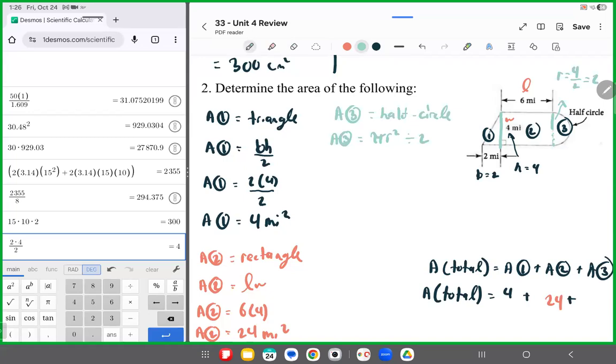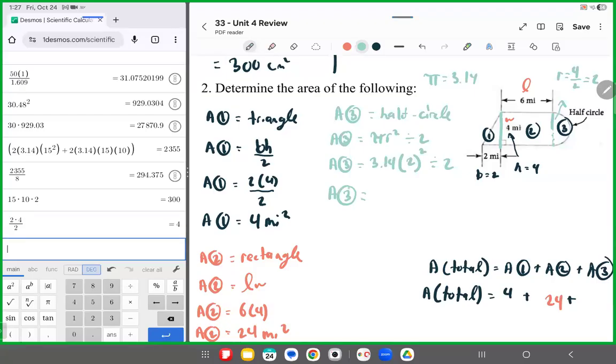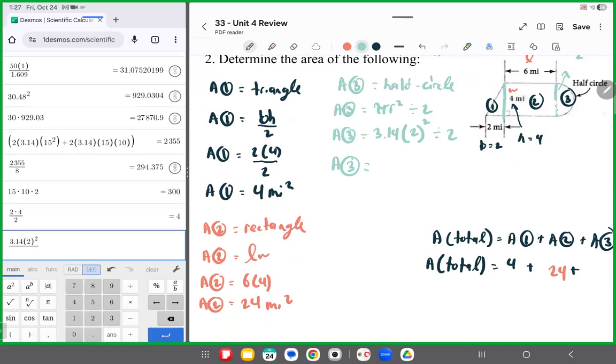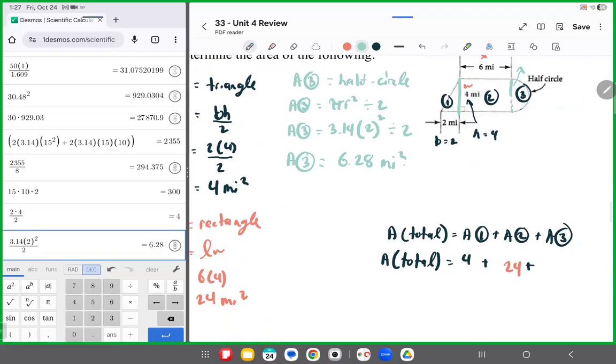And again, we make the stipulation pi is 3.14. So the area of the third shape will be equal to 3.14 multiplied by 2 to the power of 2, and then we just divide this by 2 afterwards. So the area of this third shape will be equal to what? Well, we take 3.14 multiplied by 2 to the power of 2, and then afterwards we divide our answer by 2. So A3 will be equal to 6.28, and this will be miles squared. So we'll put our 6.28 down here.